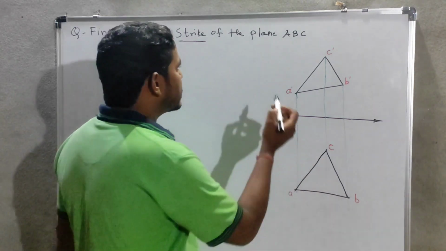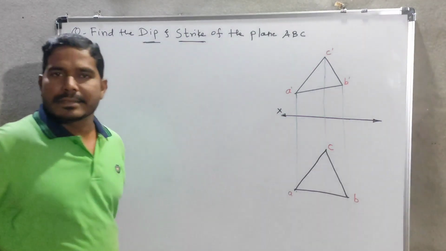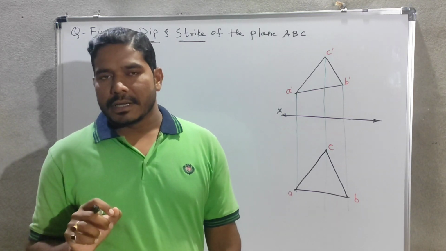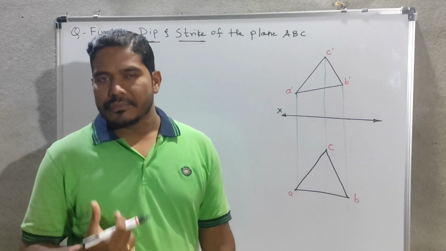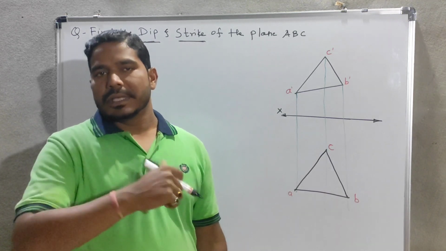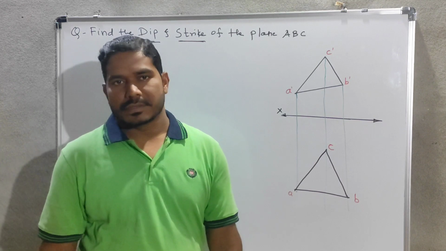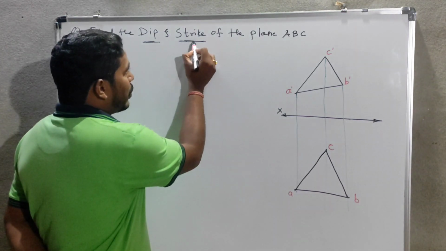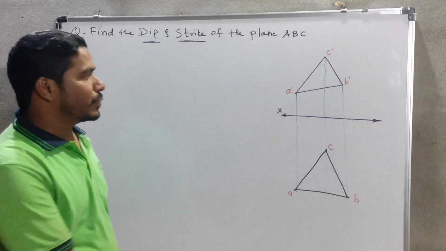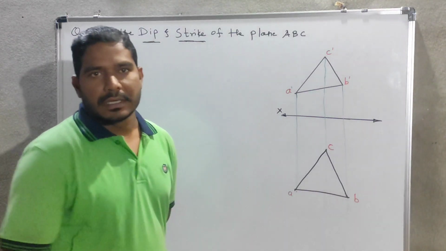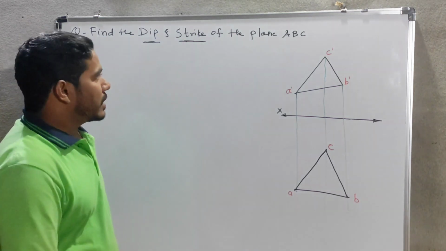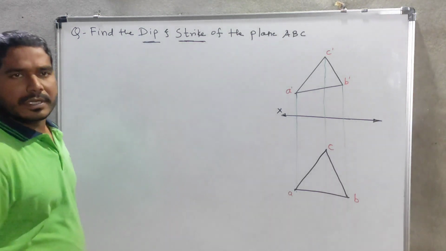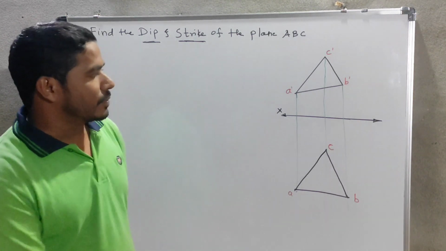And strike angle is nothing but the bearing of the longest horizontal line that we are going to draw in the front view. So strike angle is the bearing of the longest horizontal line that we are going to draw in the front view. Its bearing will be there, and we will see it. Okay, so this is about the dip and strike. So we'll come to the solution of the problem.